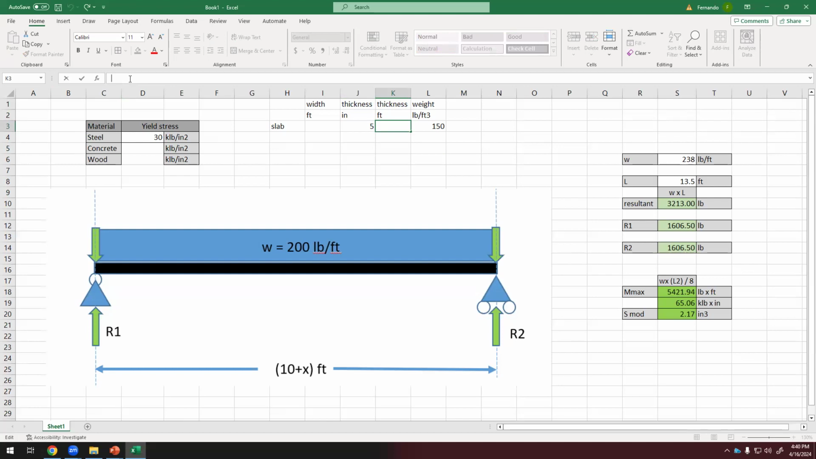So if I have 5 inches, that equals 5 divided by 12, 0.41 feet. If it's 6, this should be 0.5. Okay, so let's type 6 to make sure that it works.